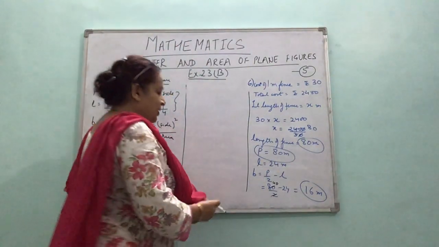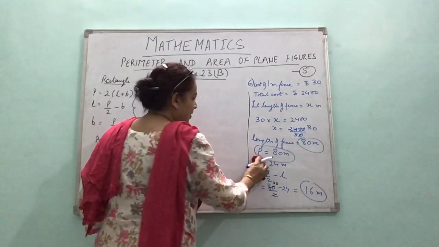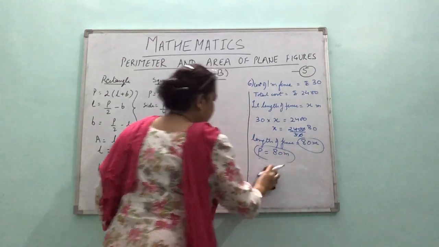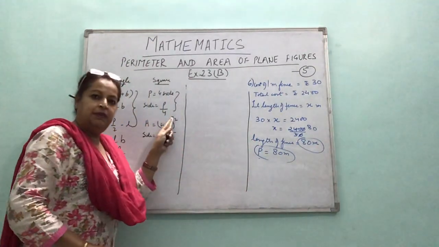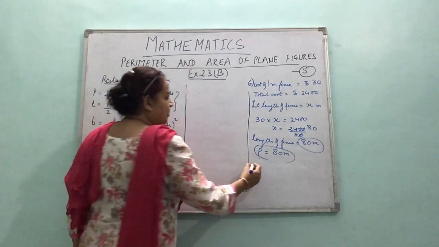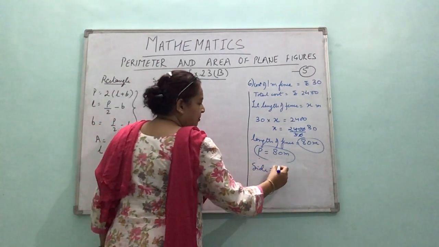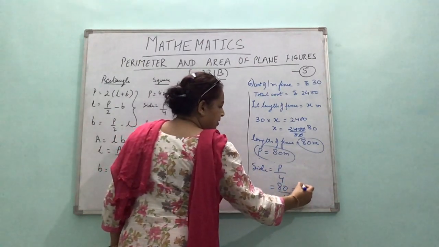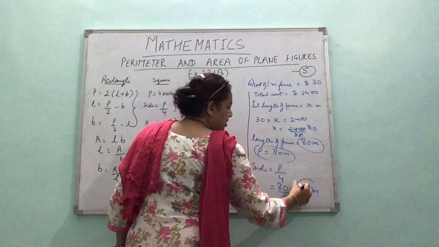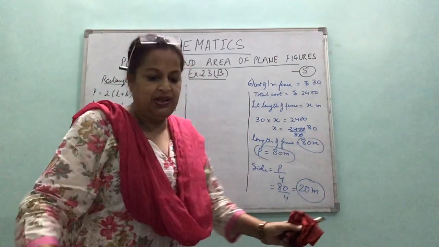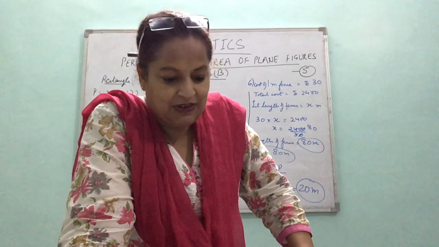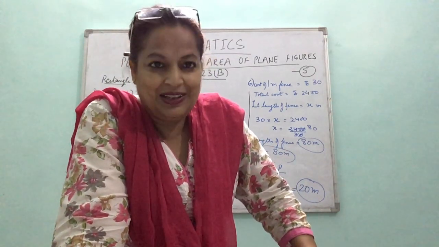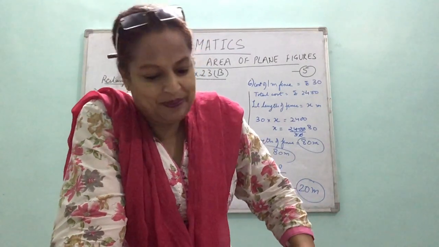Now perimeter is 80 meter. Now they are asking us to find the side of a square. Well, what is the formula for the side of the square when perimeter is given? Side is perimeter divided by 4. So side would be 80 by 4. It is 20 meter. So side of the square is 20 meter. And in question number 6, which option gives you 20 meter? B option is the correct option. Clear? 6 was just like question number 4.